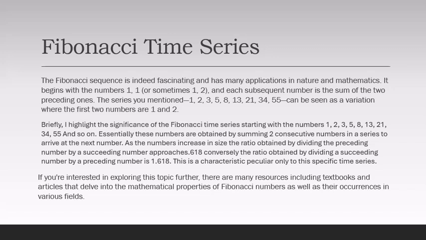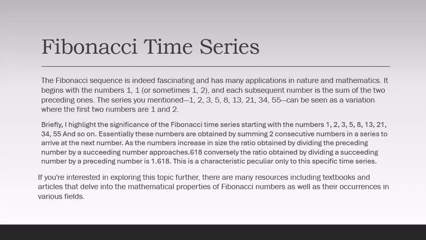So now, instead of really going into this whole series about Fibonacci and Leonardo, the Fibonacci, the guy that basically came up with this, the Italian mathematician from the 1400s that produced a paper about the reproduction habits of rabbits, which is where it came from, I'm just basically going to briefly highlight the significance of the numbers. The numbers start with 1, 2, 3, 5, 8, 13, 21, 35, and so on. Now, essentially, these numbers are obtained by summing 2 consecutive numbers in a series to arrive at the next number.